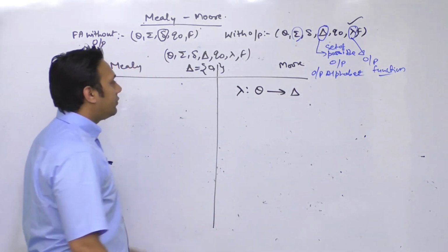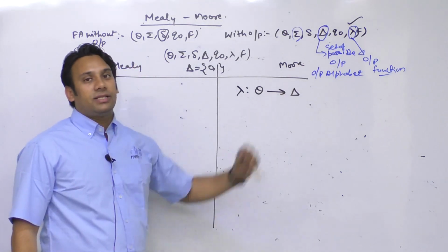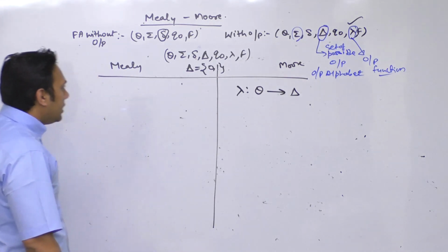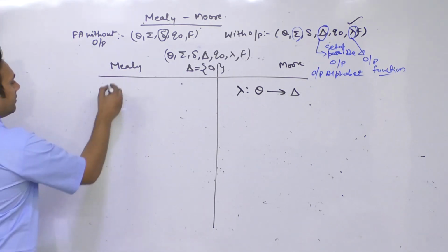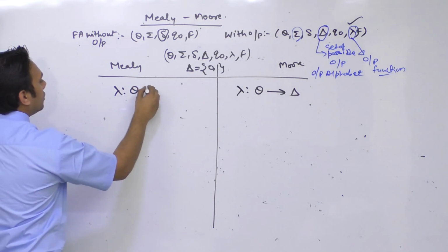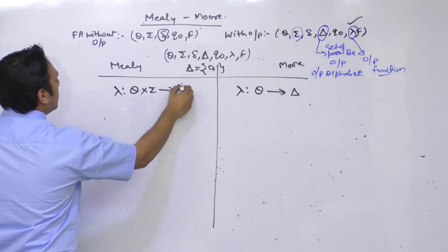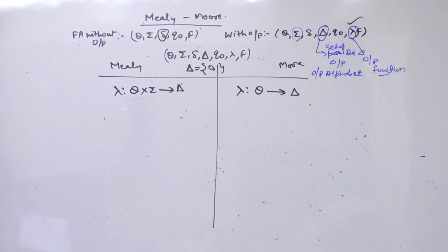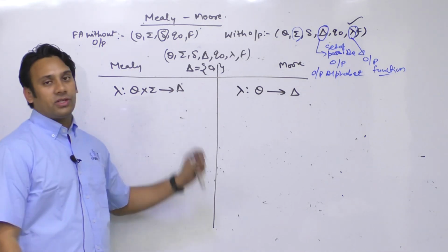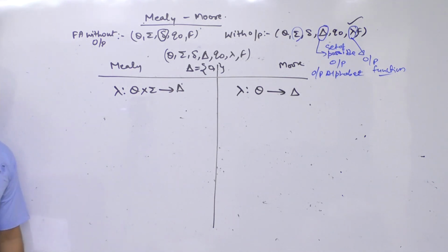That means if you are at a particular state, then in that state you are going to produce an output. If you are at a Mealy machine, this lambda will be Q cross Σ to Δ. There is a difference between both of them. So in one case you are producing output whenever you are at a state, in one case you are producing output whenever you are at a transition. Okay, is that clear?